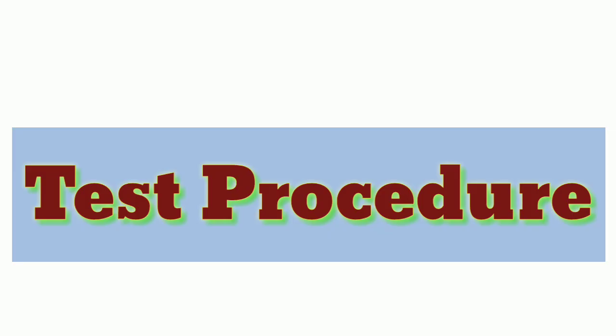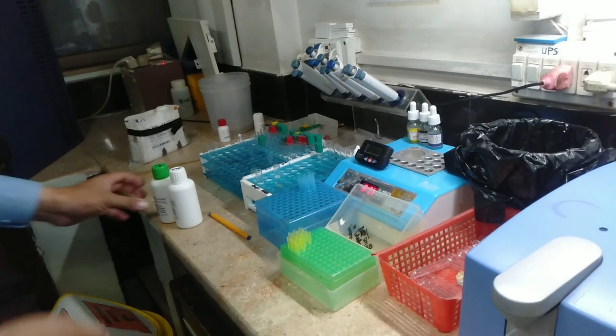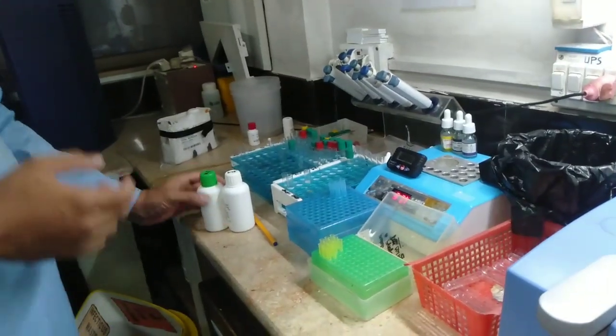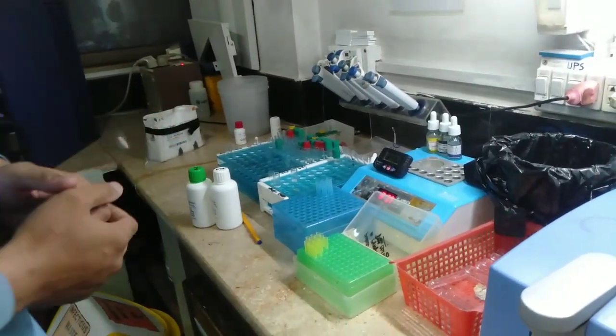Next we have the test procedure. The creatinine test is performed using a fully automated machine like the Selectra, and we can also perform this test on a semi-automated machine like the Microlab 300. In this video we are going to see how to perform the creatinine test on the Microlab 300 machine. I already explained the Microlab 300 and the Selectra in videos on my channel. You can go back and watch the videos related to them. Let's see how to perform the creatinine test on the Microlab 300.